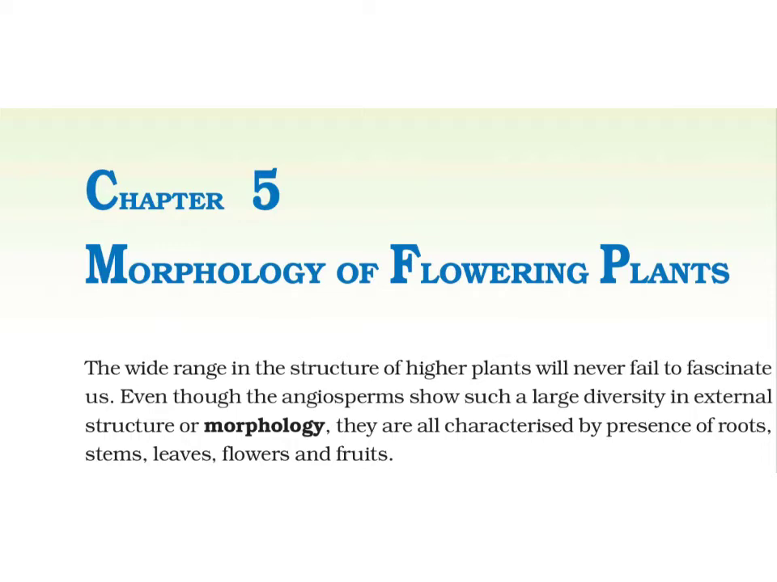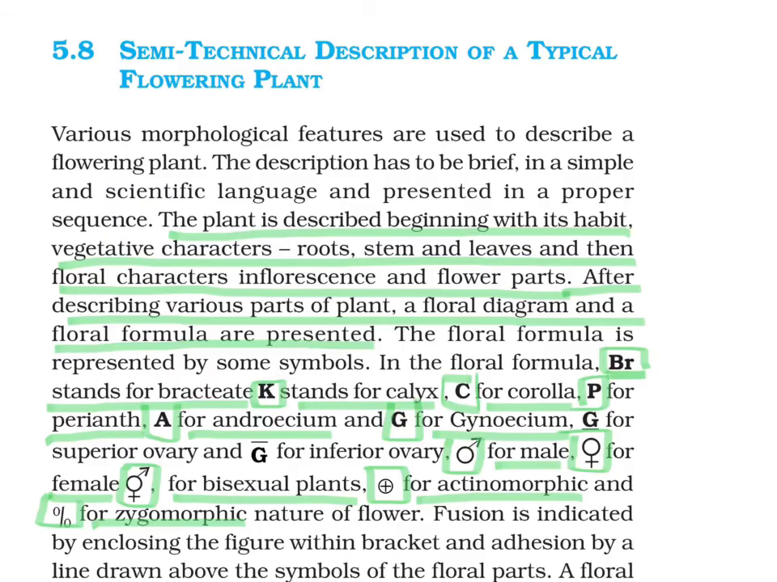We are dealing with Chapter 5, Morphology of Flowering Plants. We have learned earlier the structure of dicotyledonous seed as well as monocotyledonous seed. And today we are going to start with the description regarding flower. Actually, a semi-technical description of a typical flowering plant.